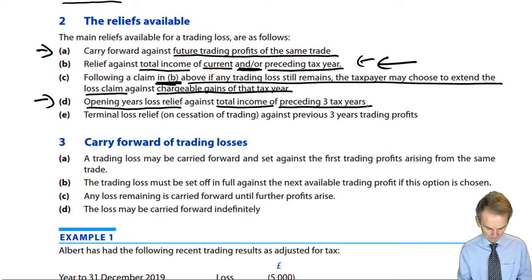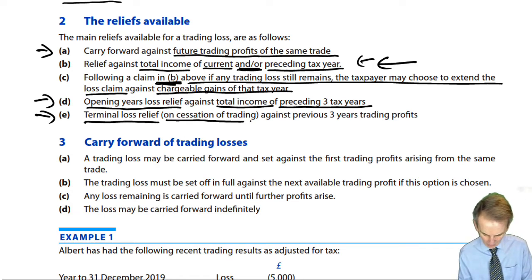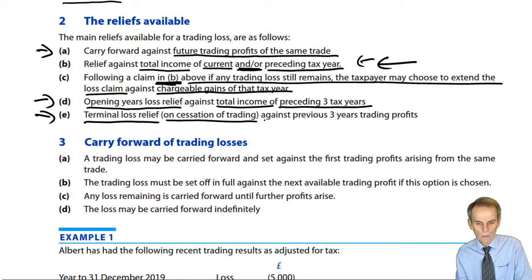More of that later. And finally, very appropriately, finally indeed, in terms of this chapter, we look at terminal loss relief. And that, of course, means we're dealing with cessation of trading. Now, if you cease trading, your unincorporated business ceases. Clearly, there is no longer the option to carry forward because the trade has ceased. There's no future trading profit. So what do they do? They allow you again a better opportunity to immediately use that loss by carrying it back further than the normal 1 year carry back would allow.